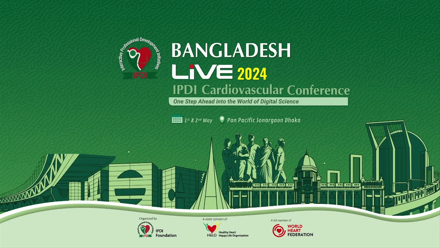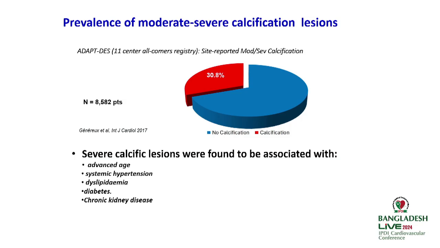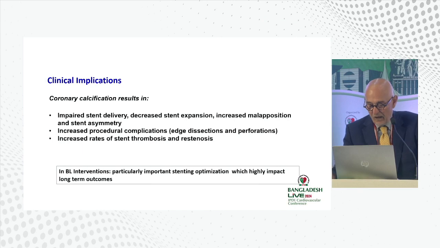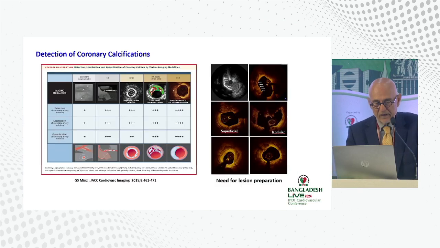Now, we know that there is a high prevalence of moderate to severe calcification encountered in daily practice. Around 30% of treated lesions are calcified. This is mostly associated with advanced age, systemic hypertension, dyslipidemia, diabetes, or chronic kidney disease. The clinical implication is that the presence of calcium will limit the expansion of the stent and will impact the clinical outcome negatively.